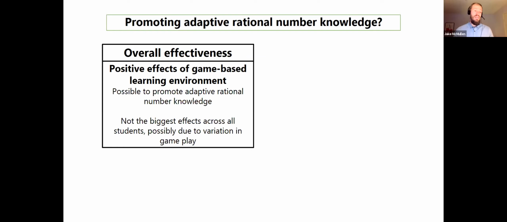It was teacher-led. The teachers used the game as they would in their classroom to some extent. We gave them support and offered suggestions on how to use it, but things vary, obviously.